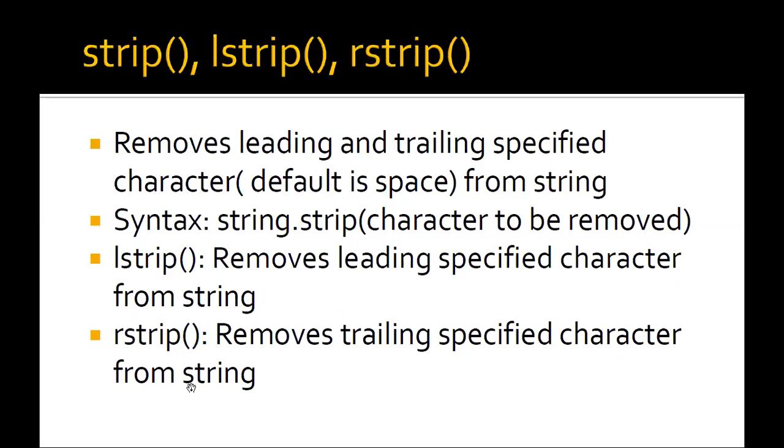So first we'll start with our strip function. As mentioned, it removes the leading and trailing specified characters. By default, it removes space from a given string. This is the syntax: string.strip, character to be removed. There are two versions of strip function, lstrip and rstrip. lstrip removes leading specified characters from a string, whereas rstrip removes trailing specified characters from a string.